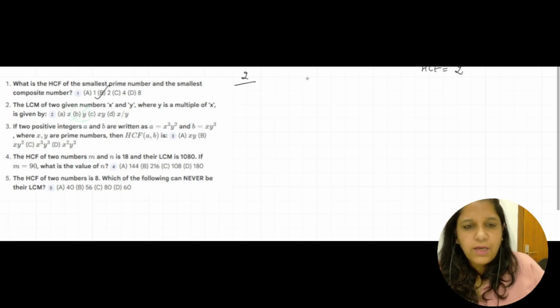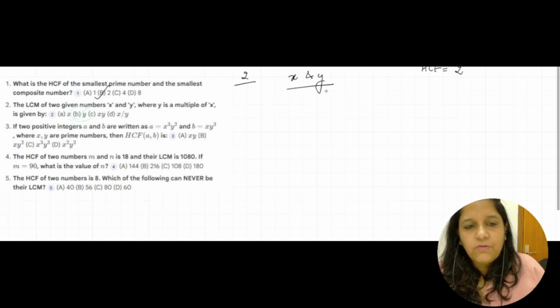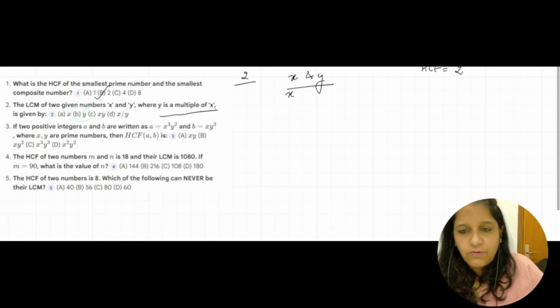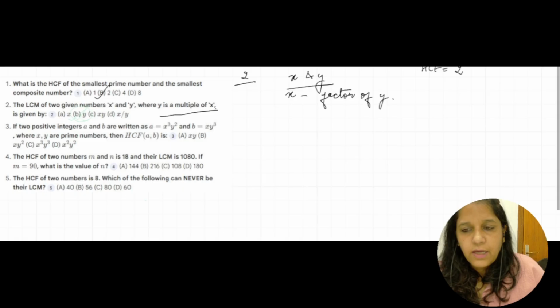Question number 2. LCM of two given numbers x and y, where y is a multiple of x. So when y is a multiple of x, x will be a factor of y. And in such cases, the bigger number, the larger value, will always be the LCM. So the answer over here is y.